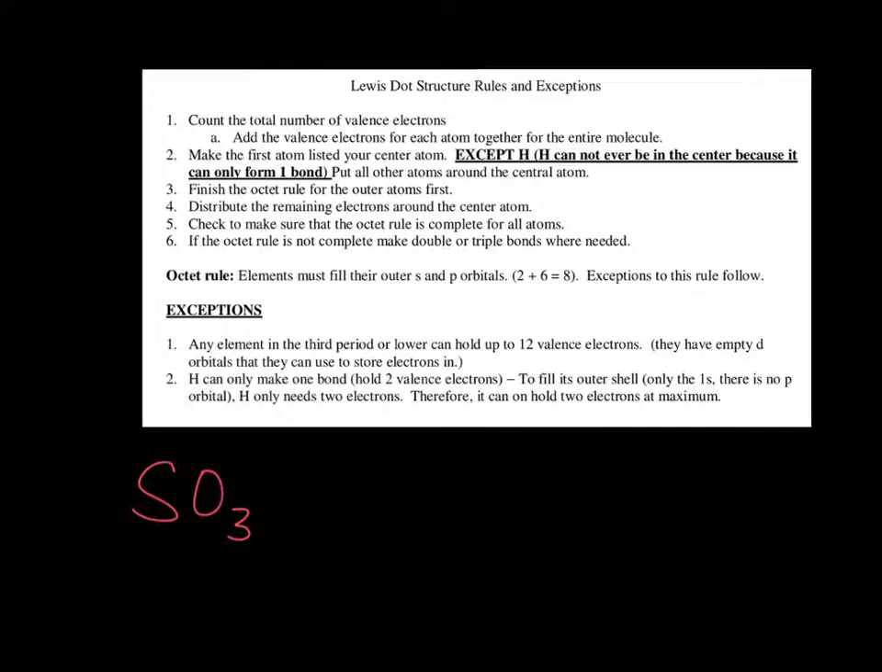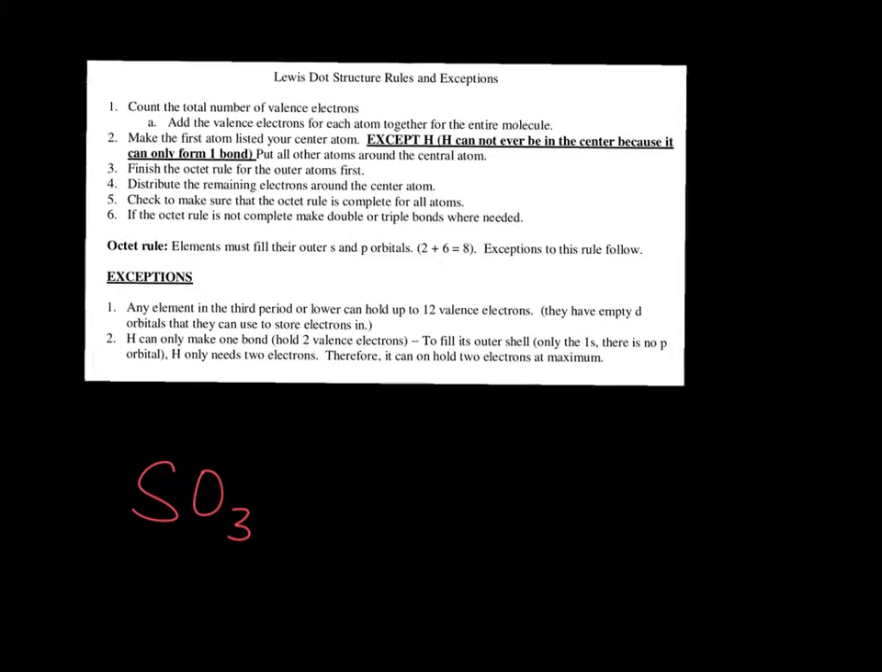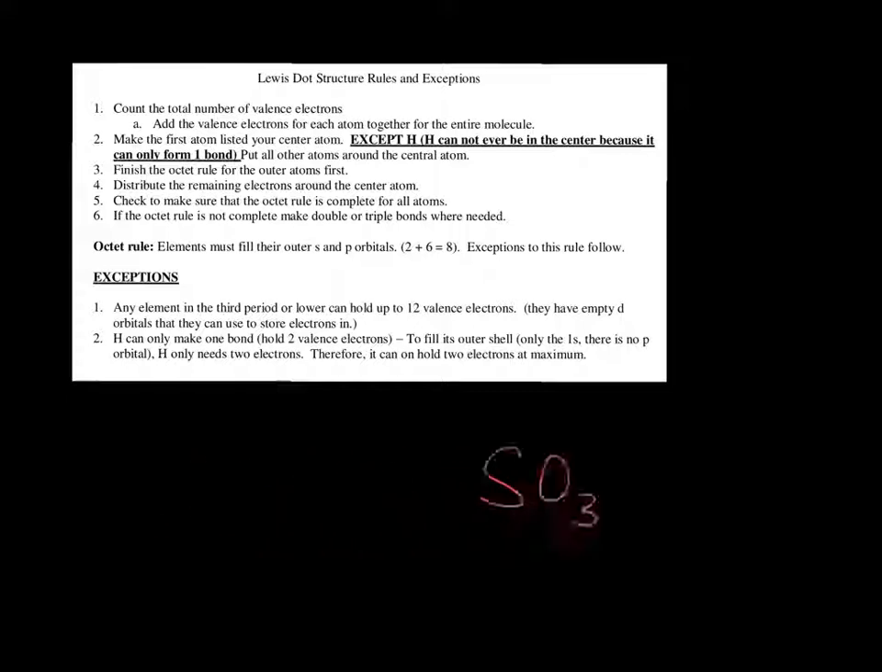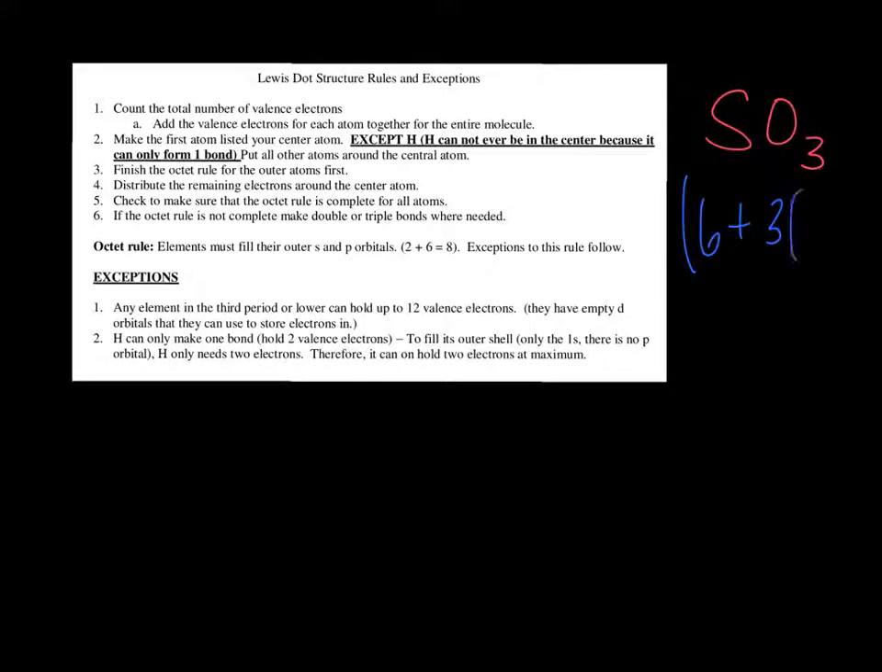All right, next we have sulfur trioxide. And this one's going to be a little different. And so sulfur has 6 valence electrons, and oxygen also has 6 valence electrons. So we've got 6 plus 3 times 6 because we have 3 oxygens. And so that's 18 plus 6, that's 24 valence electrons.